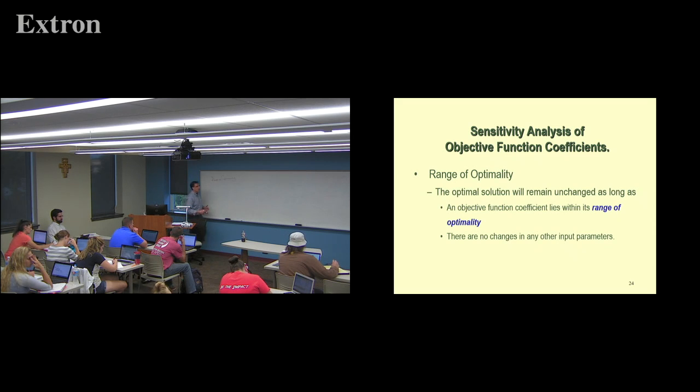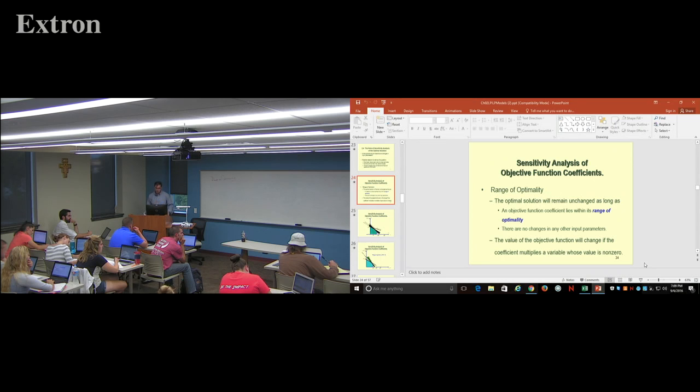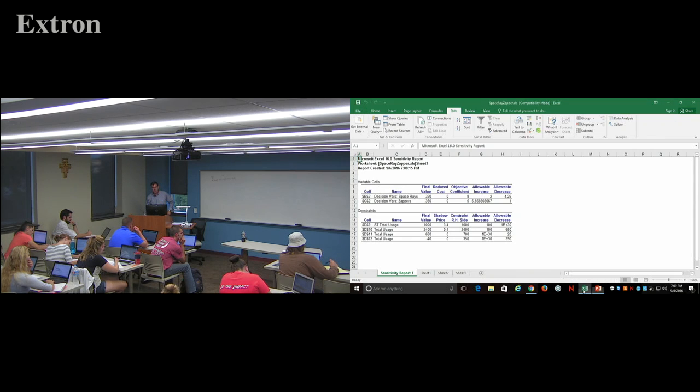The range of optimality is the range where the optimal solution will not change as long as those coefficients are in there. And we have to assume no other interactions or any input parameters, that there's no interaction between that $8 and $5. So Excel doesn't do a nice job of giving this to us. We kind of have to interpret it.